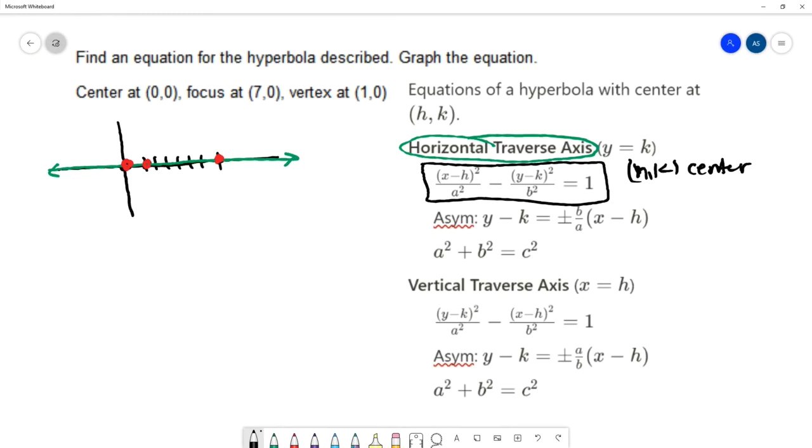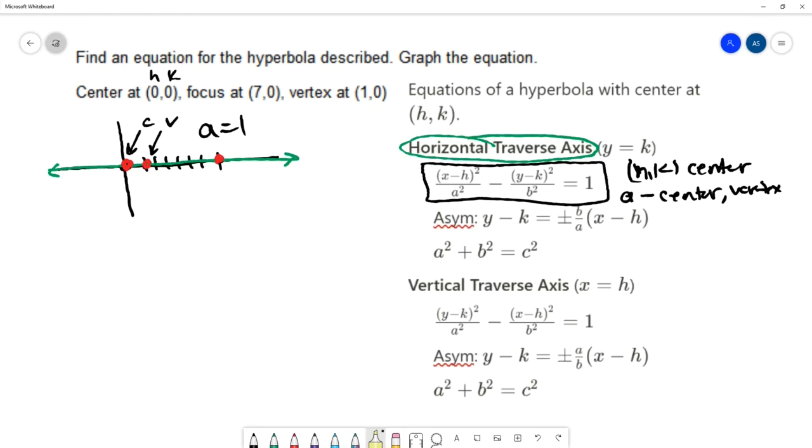So a is the distance between the center and the vertex. So I already have some of this information. I was given the center, so I know that center is the h, k, and the distance between the center and the vertex is 1 unit, so I know that a is equal to 1. I don't know the value of b. We weren't given enough information to figure that out.